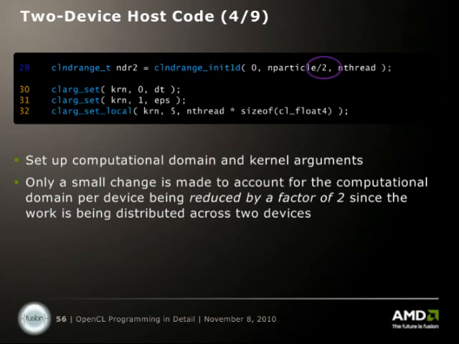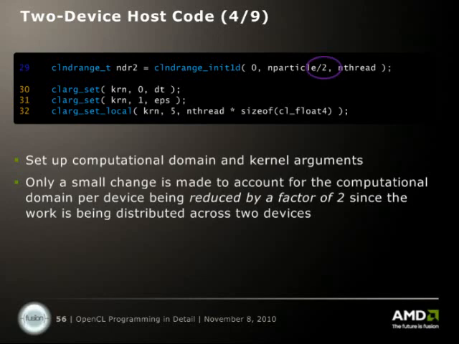So this shows up here. It's highlighted in line 29. We essentially have to create a computational domain that's one half the number of particles. But other than that, it's the same as what we did before. There's also a very subtle change in lines 30 through 32 in that code hasn't been added, but code has been removed.